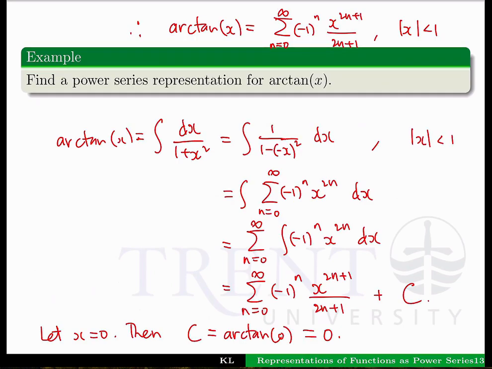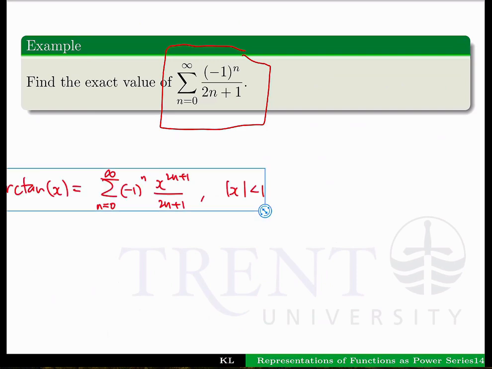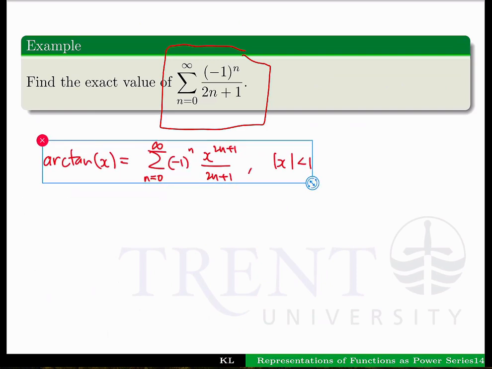Now, in relation to this, find the exact value of this expression. If you look at this, let us get this one here. So arctan of x is equal to this. So what do you think? What value of x should we use? Well, it seems that this one disappeared, it means it's just x equals 1.